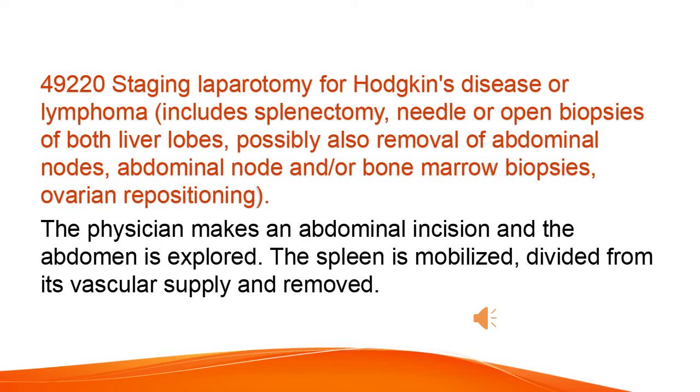Staging laparotomy for Hodgkin's disease or lymphoma includes splenectomy, needle or open biopsies of both liver lobes, possibly also removal of abdominal nodes, abdominal node and/or bone marrow biopsies, ovarian repositioning. The physician makes an abdominal incision and the abdomen is explored. The spleen is mobilized, divided from its vascular supply and removed.